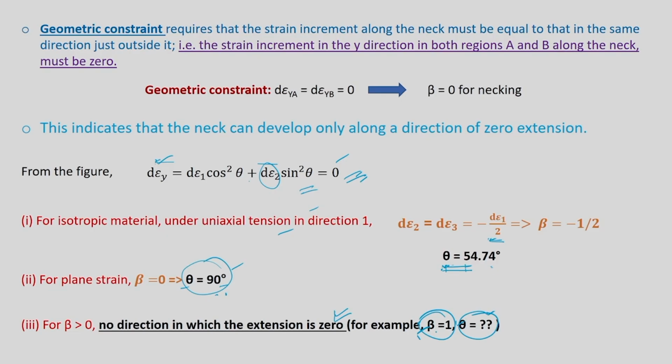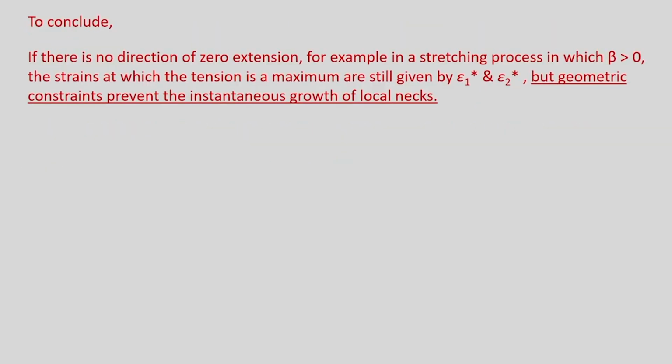There is no direction in which extension is 0. So just to conclude, if there is no direction of 0 extension, for example in the stretching process in which beta is greater than 0, we took an example of beta is equal to 1, the strains at which tension is a maximum are still given by epsilon 1 star and 2 star, but geometric constraints prevent the instantaneous growth of neck.